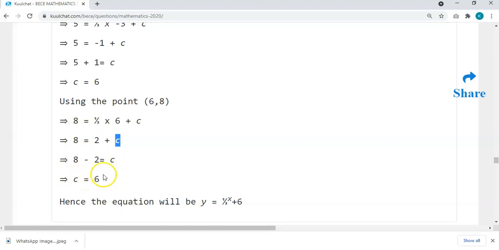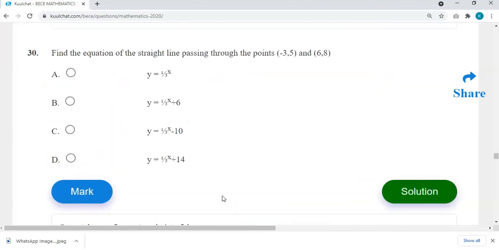And since you know your value of c, the general expression becomes y is equal to 1 over 3x plus 6. So that is 1 over 3x plus 6. That is B.